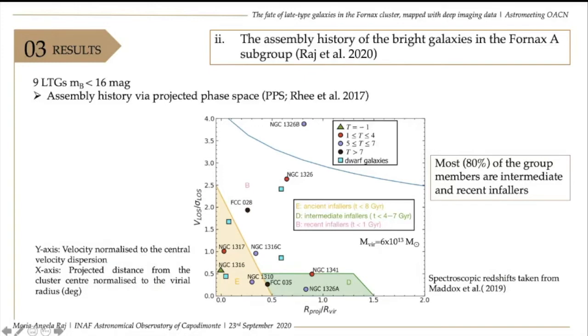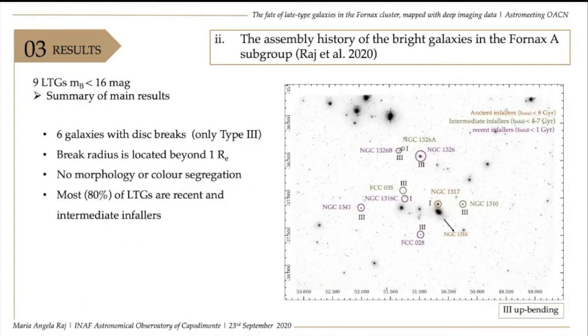The blue trajectory here is the escape velocity, and according to Rhee and collaborators, galaxies on infall will remain close to this curve. As they start to gain velocity, they move towards the region of recent infallers, and after passing through many apocenters and pericenters, they reach the region of the intermediate infallers, and finally the ancient infallers here. From this diagram, we see that most of the group members are intermediate and recent infallers. I've put the same information from the PPS and the types on this image here to help with visualization.